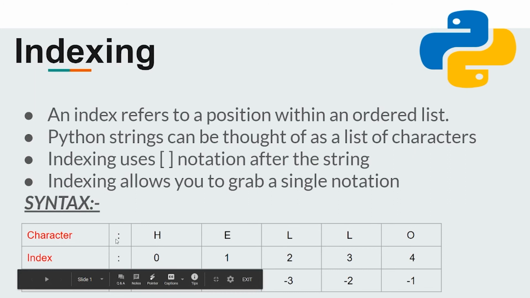The string given here is hello, and H is indexed with 0, E with 1, L with 2, L with 3, and O with 4. And if you take reverse indexing, it can be characterized as H as -5, E as -4, L as -3, L as -2, and O as -1.